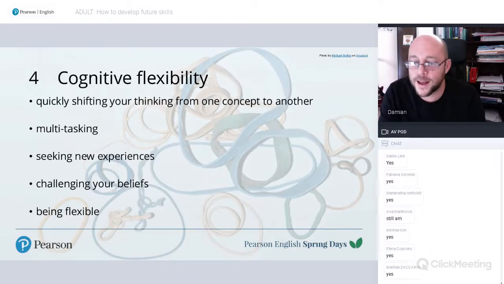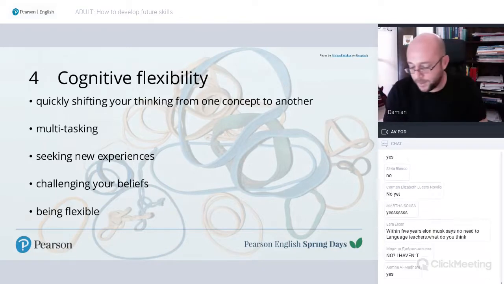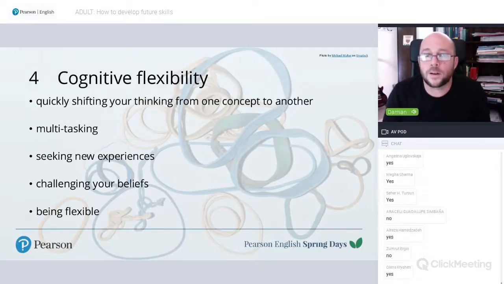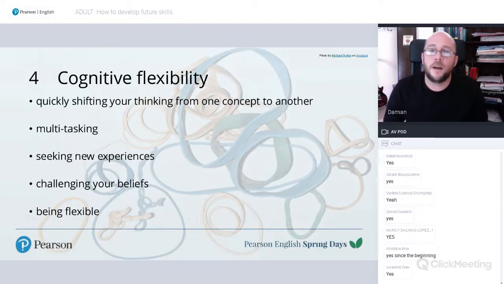Pretty much a resounding yes. A couple of no's and not yets there, but mainly yes. Okay, if you've been teaching online recently, could you type in the chat box one thing that you've changed about how you teach? Or it could be something that you find you're focusing on more, something like that.